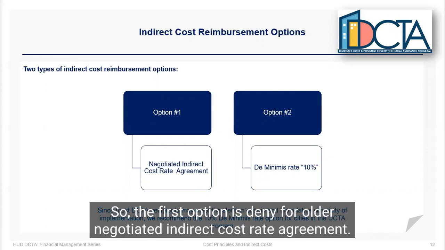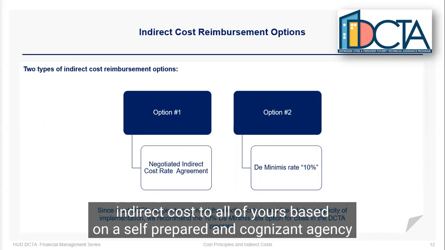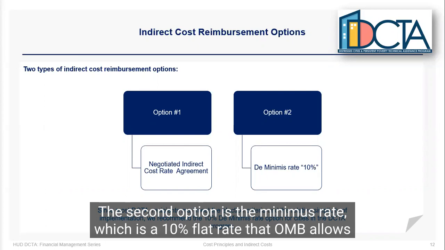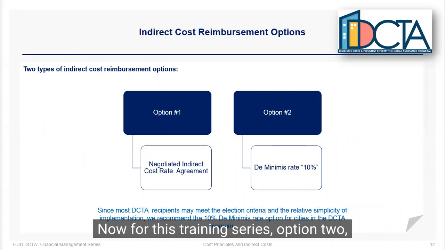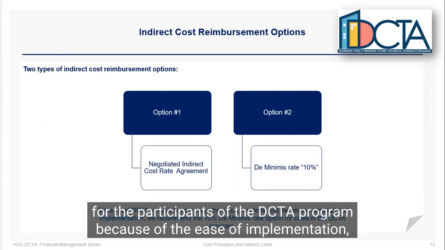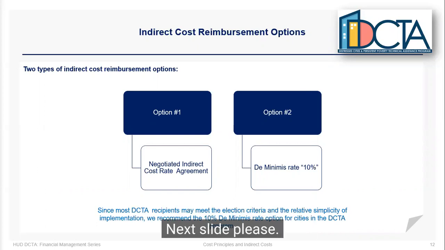So the first option is the NICRA, or the Negotiated Indirect Cost Rate Agreement. This is an agreement with your organization's cognizant agency to charge indirect costs to all awards based on a self-prepared and cognizant agency reviewed and approved indirect cost rate proposal. The second option is the de minimis rate, which is a 10% flat rate that OMB allows an organization to apply to a base of modified total direct cost. Now, for this training series, option two, the de minimis rate, is the preferred and recommended option for the participants of the DCTA program because of the ease of implementation, preparation, and monitoring of the rate usage. Next slide, please.